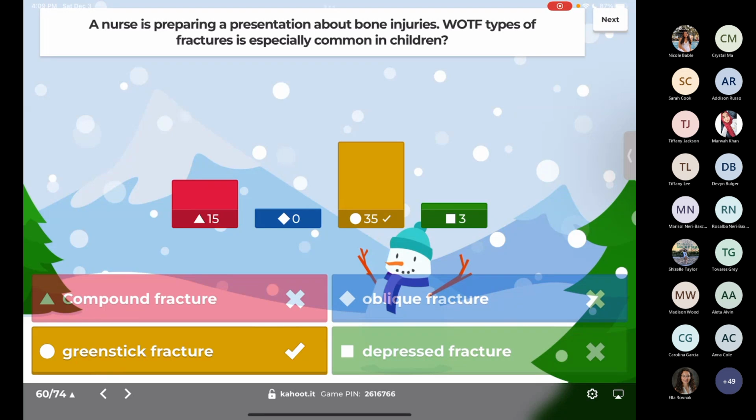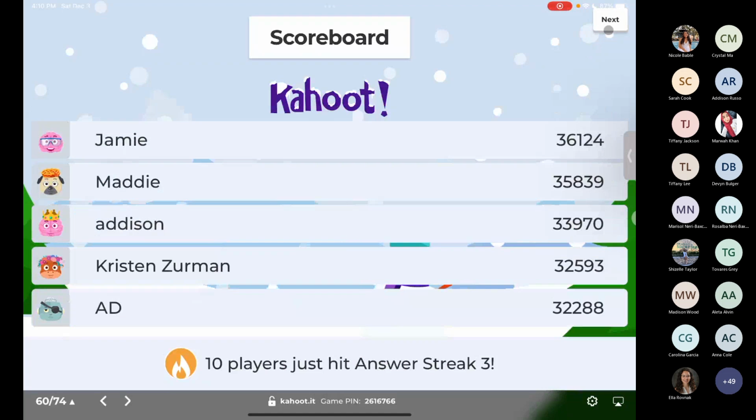Good job, guys. So with our pediatrics, they are usually going to have a lot of greenstick fractures. Our compound fractures are a little bit more complex. Same thing with our oblique, not a lot of twisting, and depressed fractures are common with osteoporosis.